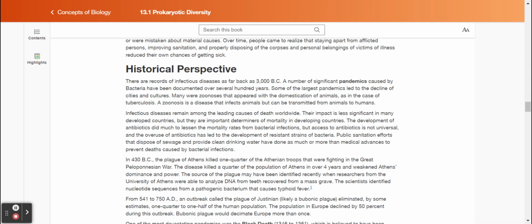Infectious diseases remain among the leading causes of death worldwide. Their impact is less significant in many developed countries, but they are important determiners of mortality in developing countries. The development of antibiotics did much to lessen the mortality rates from bacterial infections, but access to antibiotics is not universal, and the overuse of antibiotics has led to the development of resistant strains of bacteria. Public sanitation efforts that dispose of sewage and provide clean drinking water have done as much or more than medical advances to prevent deaths caused by bacterial infections.